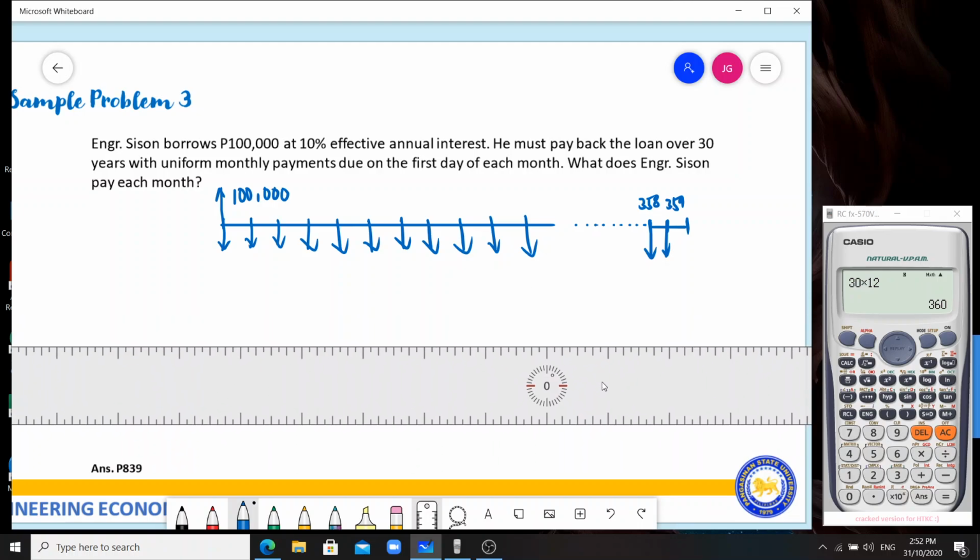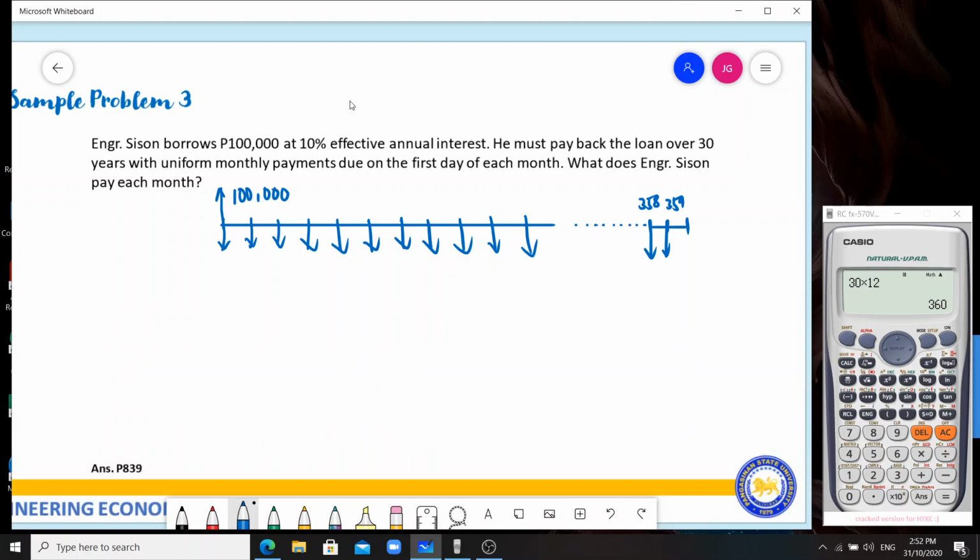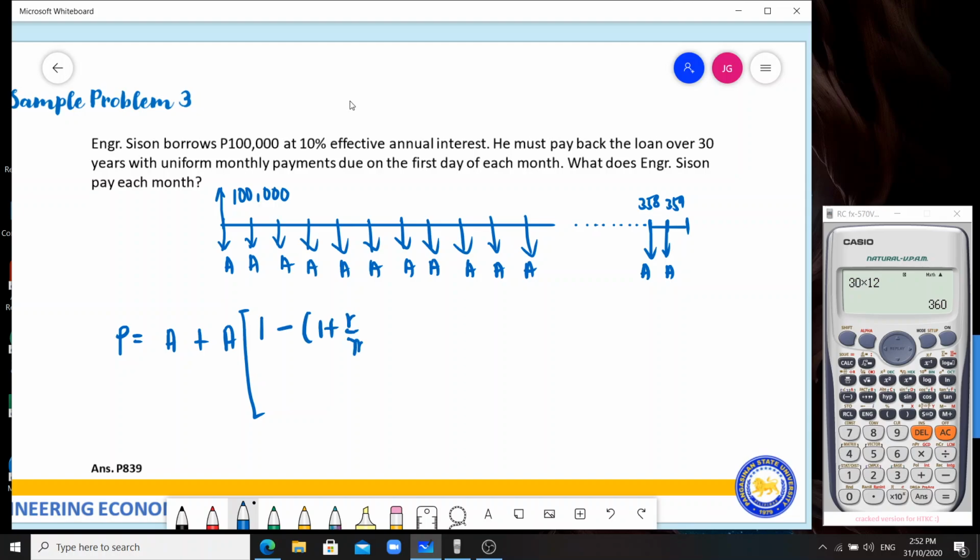So, ang sabi niya, what does Engineer Season pay each month? Okay? So, ang hinahanap is the annuity itself. Magkano daw yung binabayad ni Engineer Season monthly at the beginning of each month, or the beginning of each period para mabayaran yung 100,000. Ang given is P. Okay? So, P is equals to A plus A times 1 minus 1 plus R over M raised to negative. Kailangan natin magbawas ng isa. Okay? Kasi wala siyang payment sa dulo. Over R over M. Okay.